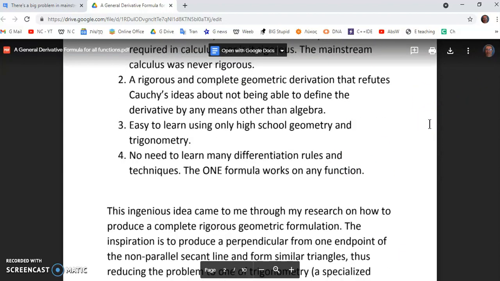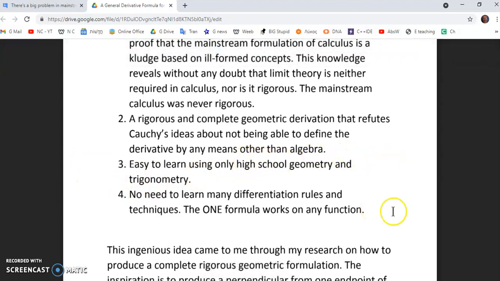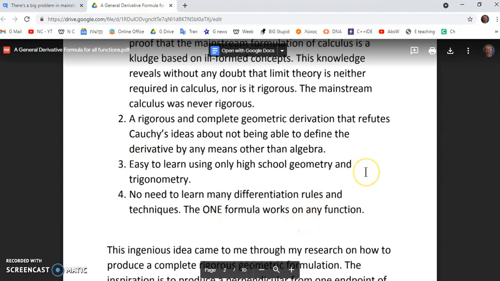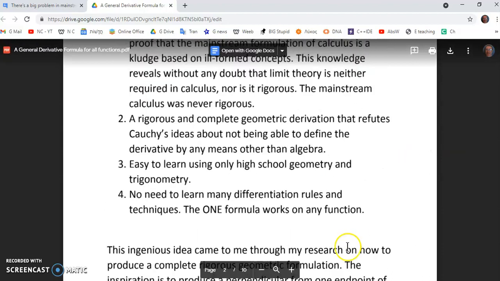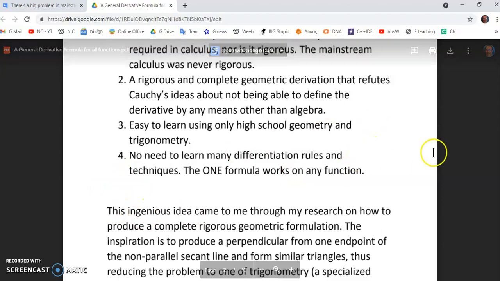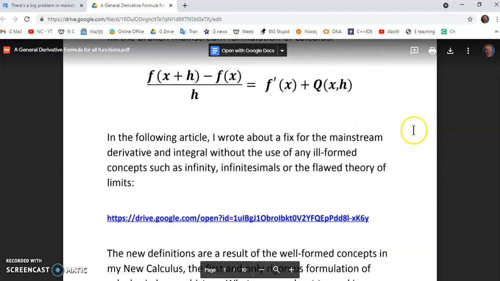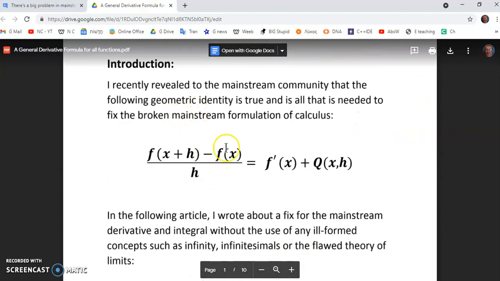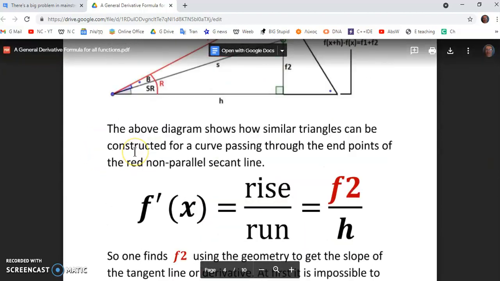And of course, Cauchy was wrong because he said that one would not be able to define the derivative by any means other than algebra. That's complete garbage, and what I show you in my document is that it is untrue. You can learn calculus just with high school geometry and trigonometry and algebra. There's no need to learn many differentiation rules and techniques. This one formula works on any function, this formula here, and it's proved in my theorem. My theorem is explained in this article.